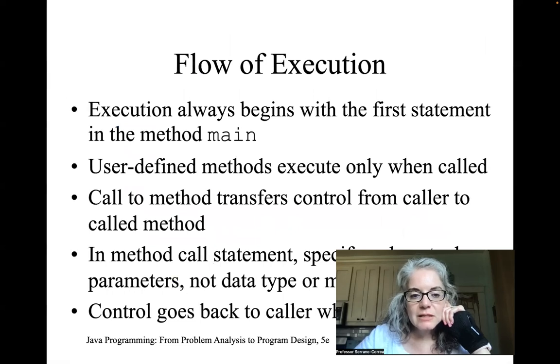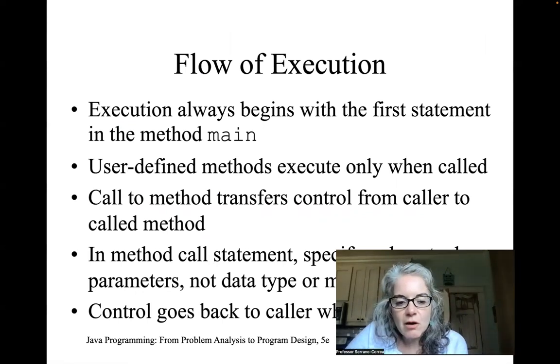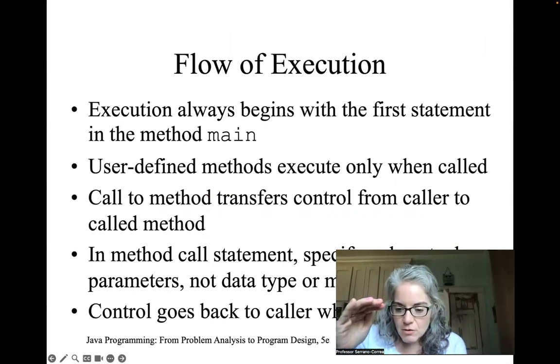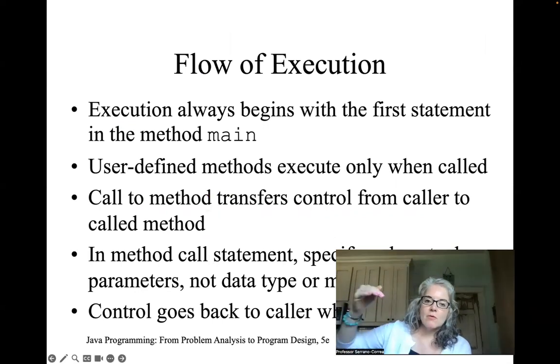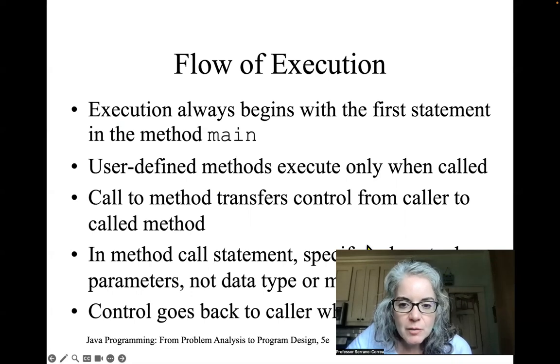Flow of execution. Execution always begins with the first statement in the method main. So we always start with the main method. Methods you define execute only when they're called. A call to the method transfers control from the caller to the called method. So if you're in main and you call a method, then you transfer control to the method. When the method's done, you come back to the main program.